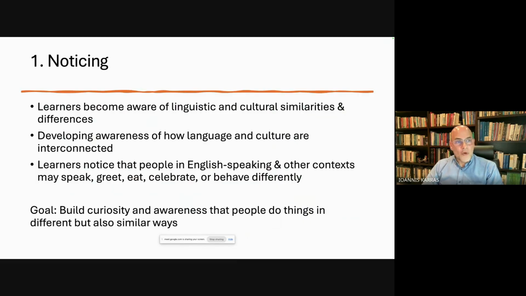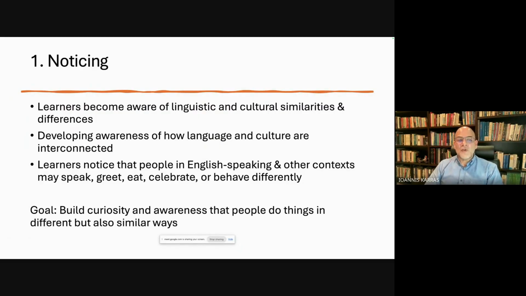So when they talked about noticing, they meant that learners become aware of linguistic and cultural similarities and differences. You'll see me stressing both similarities and differences because, again, when we come across something culturally different, we tend to focus on differences rather than similarities. And it's important to focus on both. And I dare to say, for me, it's even more important to focus on similarities rather than differences. And developing awareness of how language and culture are interconnected. So we help learners develop this awareness.